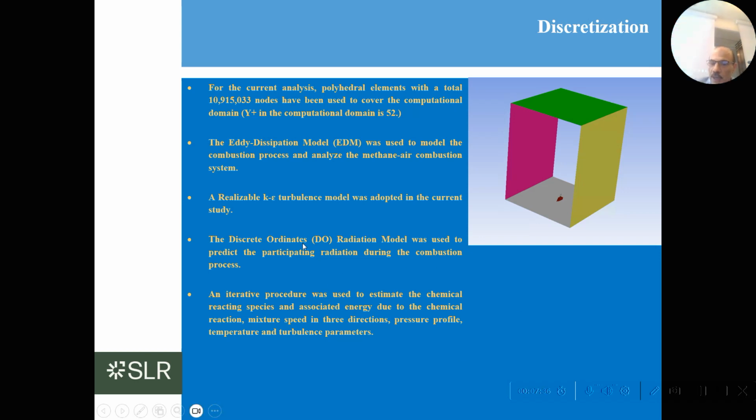And furthermore, I have used an advanced radiation model just to predict the participating radiations during the combustion process. An iterative procedure was used to estimate the chemical reacting species and associated energy due to the chemical reaction, and then all other variables are also being solved iteratively in the computational domain.